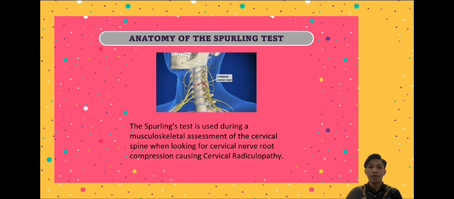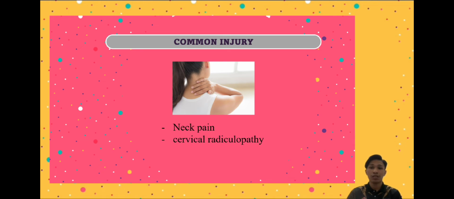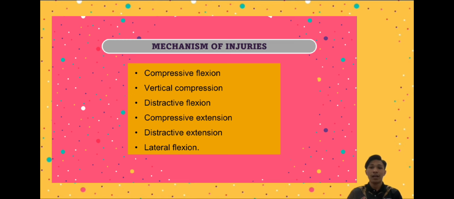The anatomy of the injury is on the nerve root. The common injury is on the neck. There are a set of mechanisms described, taking into account the direction of impact and position of the head and neck at the time of injury. The first one is compressive flexion, vertical compression, distractive flexion, compressive extension, distractive extension, and lateral flexion.